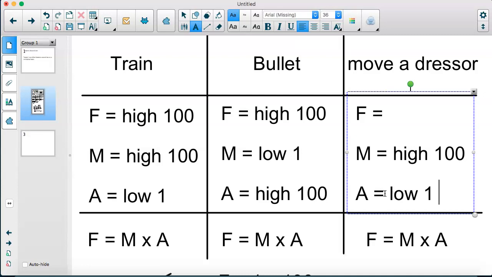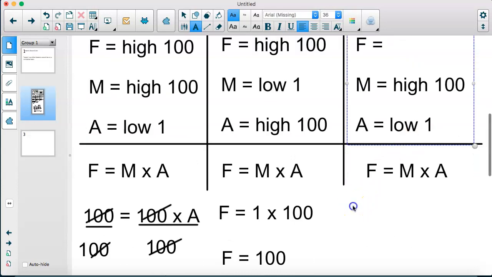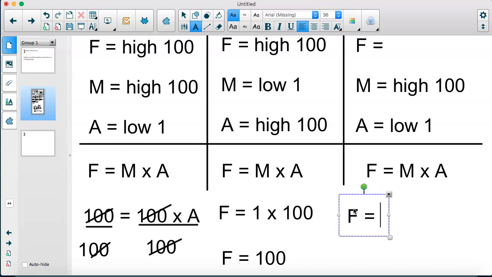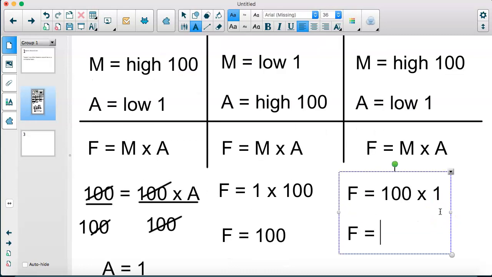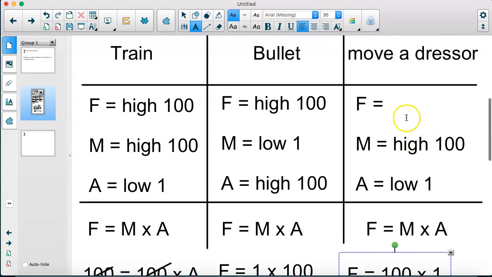Okay, so what does that mean for our force? Are we going to have a high force required to move this object or a low force? What do you think? Well, let's find out. We don't really know what the force is right now. But we do know that our mass is high. Let's give it a big number. And we know that our acceleration was low. So how does that affect our force? Yeah, you got it. Our force would be 100 as well. It would be high.